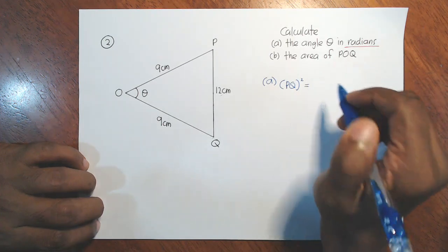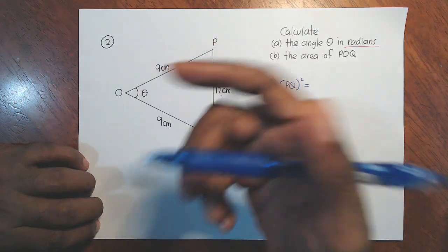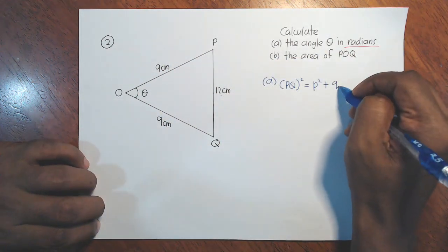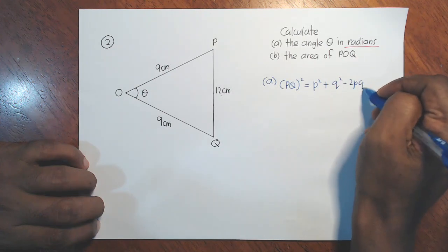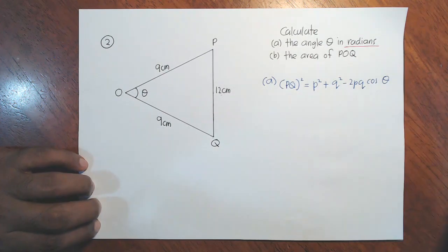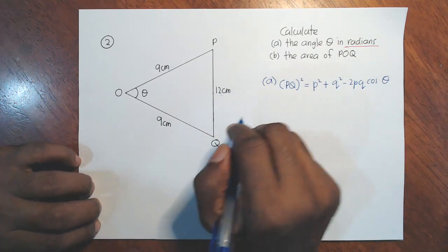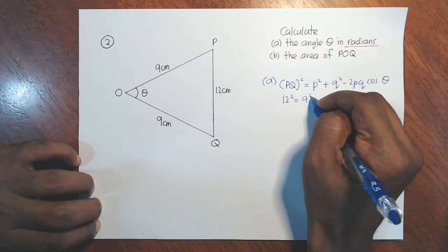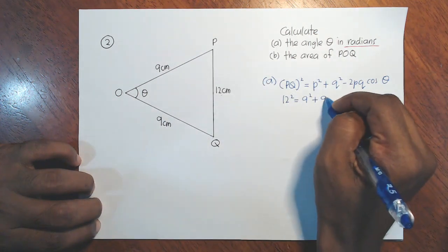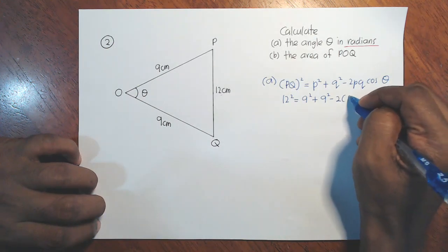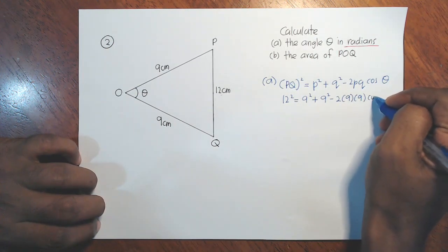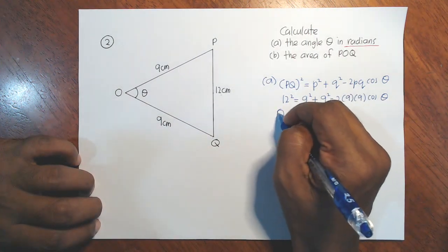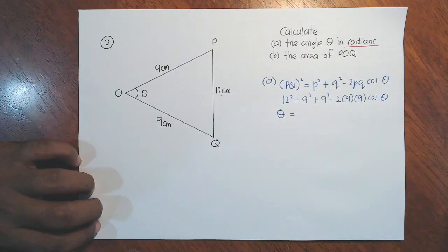So PQ square will be this one square. This one you can use P, no problems. So P square plus the other one will be Q square minus 2PQ cos theta. So similar to just now, PQ square will be 12 square equals to P square, which is 9 square, plus 9 square minus 2 times 9 times 9 cos theta. We can do the same thing like just now, but this time let me show you how you can straight away get the answer for theta.